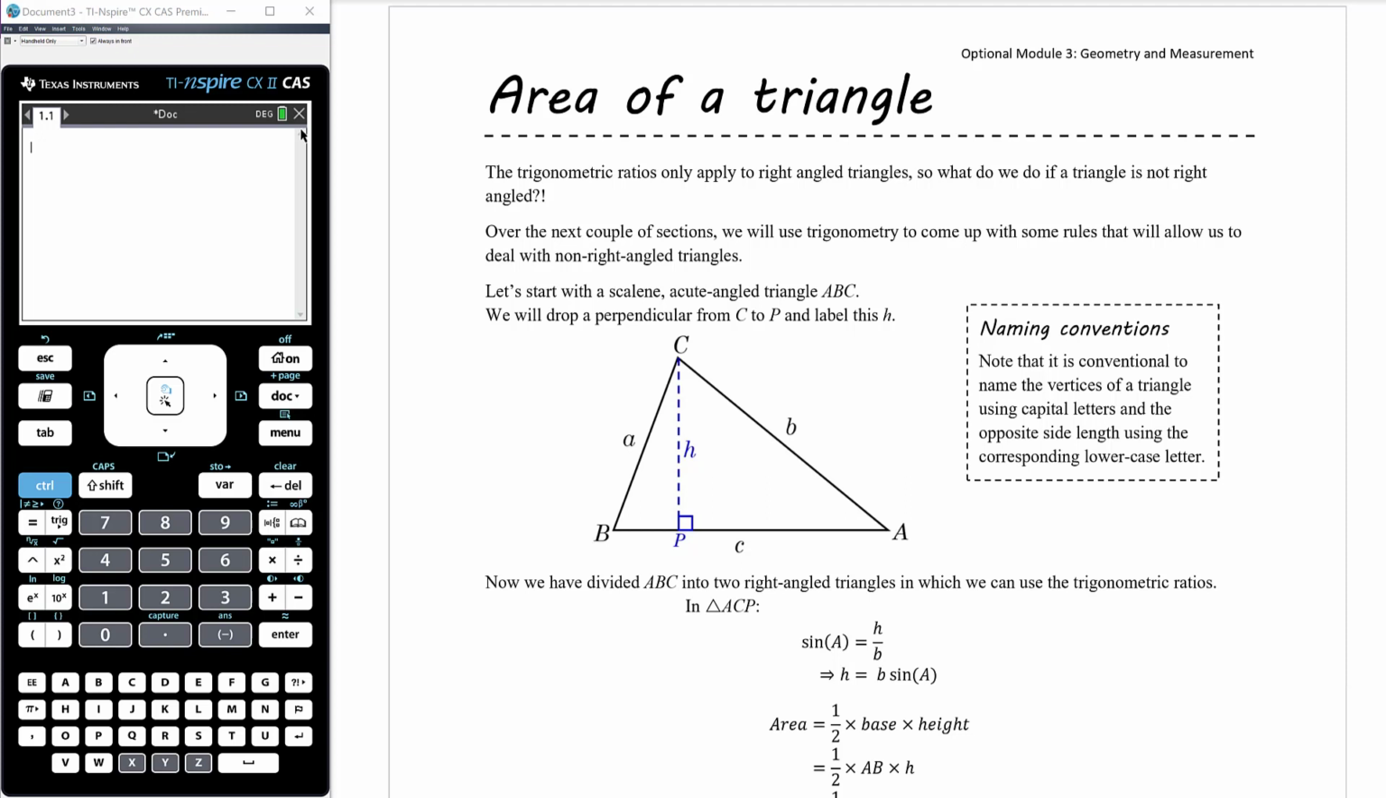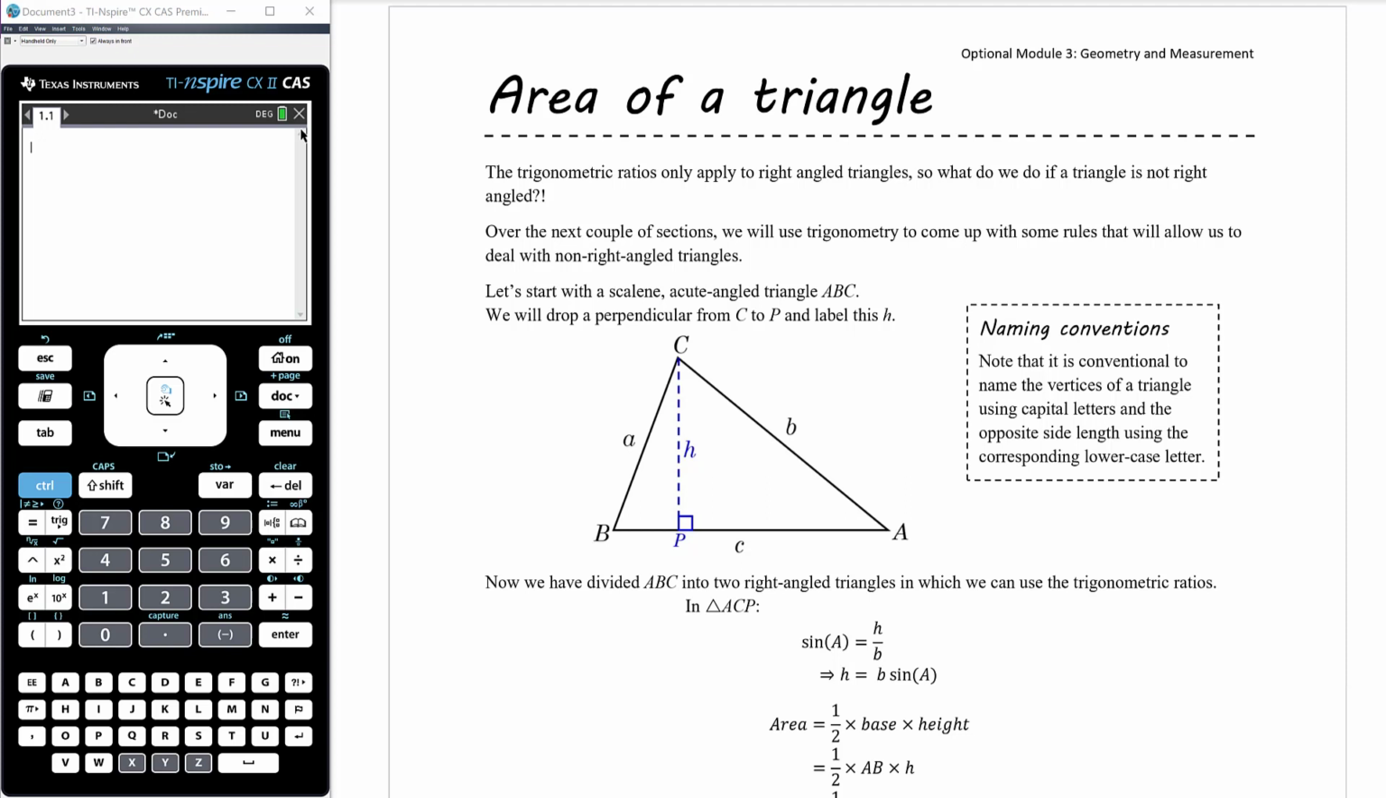Okay, so we're resuming our work on trigonometry, and we're beginning to develop a series of formulas over the next few videos that can be used in non-right angled triangles. So we're looking here at the area of a triangle, and we've already looked at this previously: half times base times height, we all know that. But sometimes we don't have the base and the height.